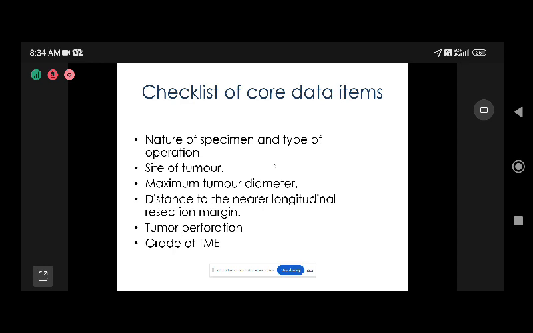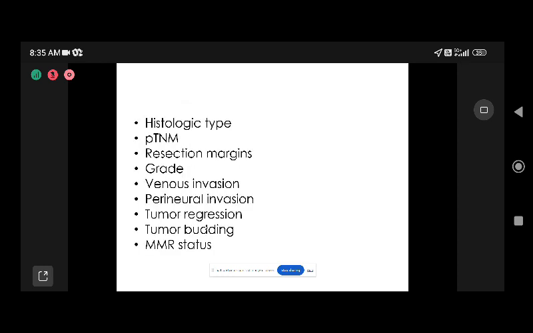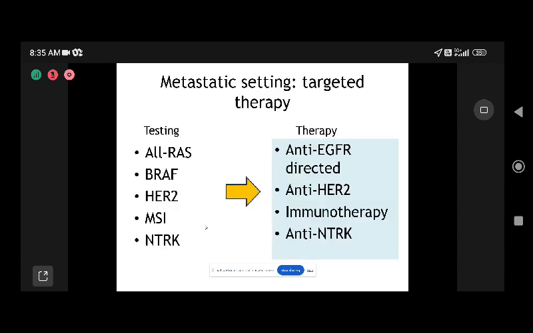Essentially, the checklist for core data items is that we need to have all these parameters in before we release the report. The specimen, the site of tumor, the diameter of the tumor, its distance to the resection margins, tumor perforation, the grade of TME, the histologic type, TNM staging, resection margins, histologic grade, presence of venous invasion, especially extramural venous invasion, PNI, tumor regression if neoadjuvant therapy is given, tumor budding, and MMR status. Every pathologist should use this checklist, and surgeons should also check whether all the information is there or not.